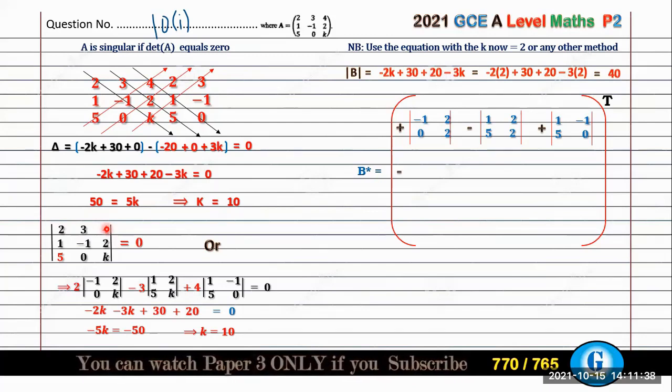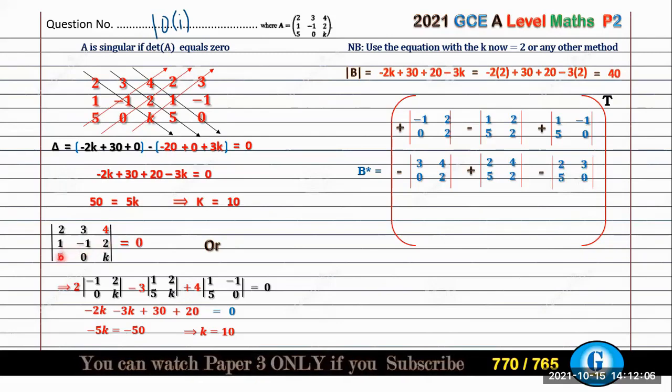The next cofactor should be negative. At this position, we suppress this row and column. So we are going to have 3, 4, 0, 2. Note that our k is 2 in this case. Next cofactor is positive. We suppress the row and column. We are going to have 2, 4, 5, 2. Next cofactor is here. It is going to be negative. We suppress this row and column. We will have 2, 3, 5, 0.